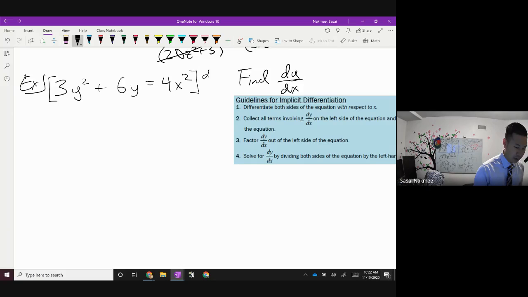So let's take the derivative of both sides of this equation with respect to x. By the way, you don't need to show this part of me drawing the brackets and putting the d/dx there. I just like showing it because it reminds me that I'm taking the derivative with respect to a specific variable. Give me a second. Hold on a second here.